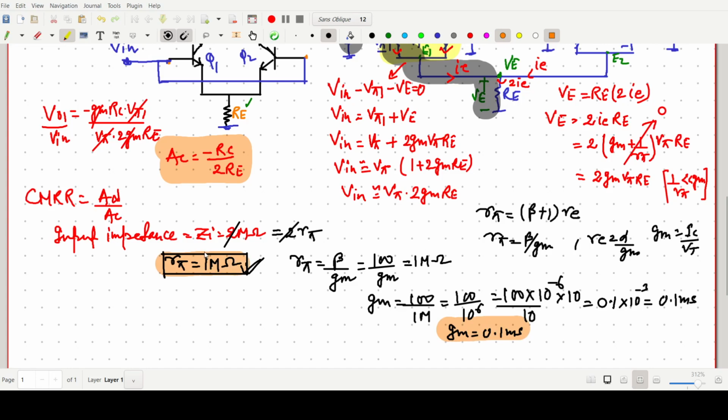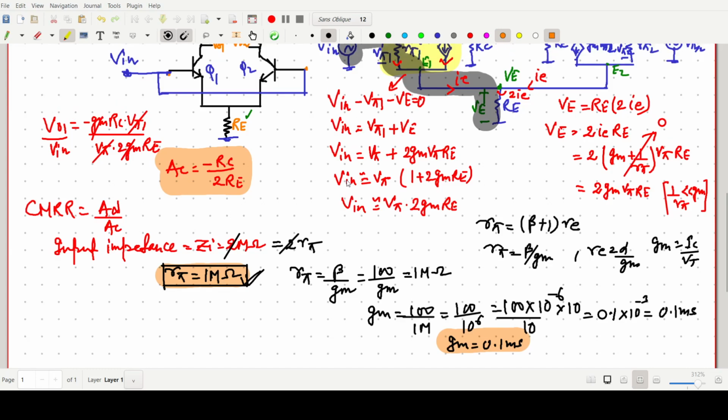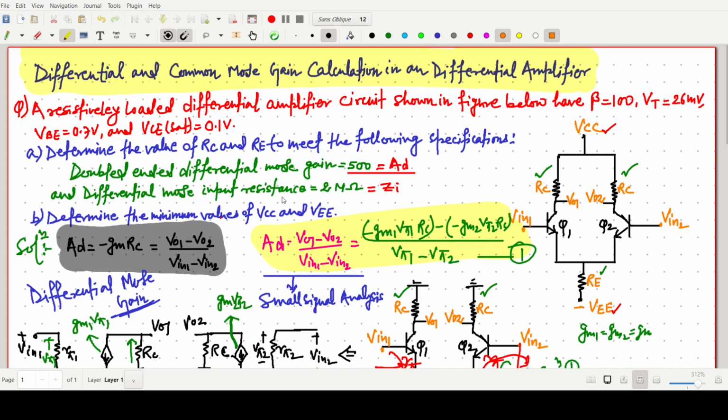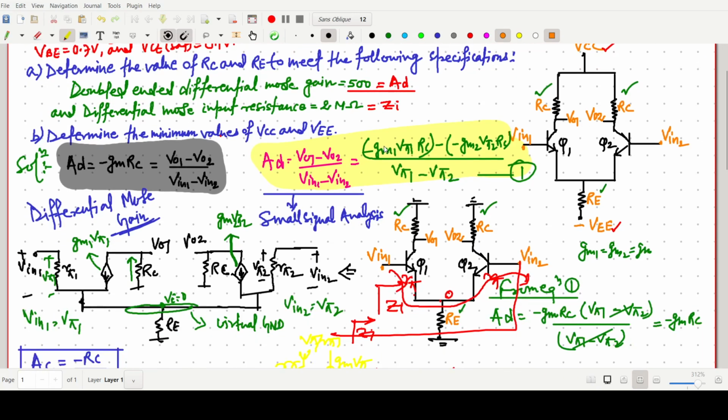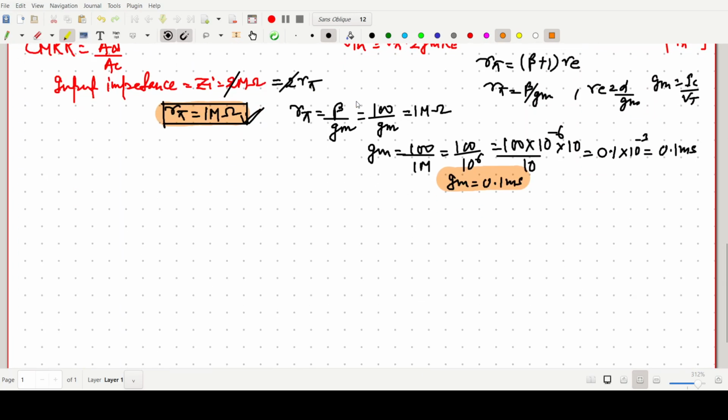R pi, because this thing we have to know. So gm value is there, R pi value we have already calculated. Okay. Now just see the question. In the question, AD is given, 500 gain. So we have to find the RC and RE. AD is 500, gain is given. Its value will be minus GM RC.